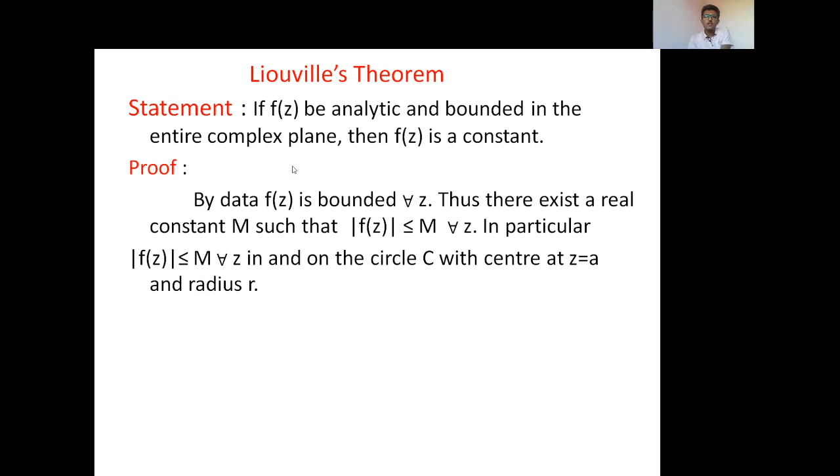Given that f(z) is bounded in the entire complex plane, it means f(z) is bounded for all values of z. The definition of bounded is: there exists a real number M such that |f(z)| is less than or equal to M for all z.